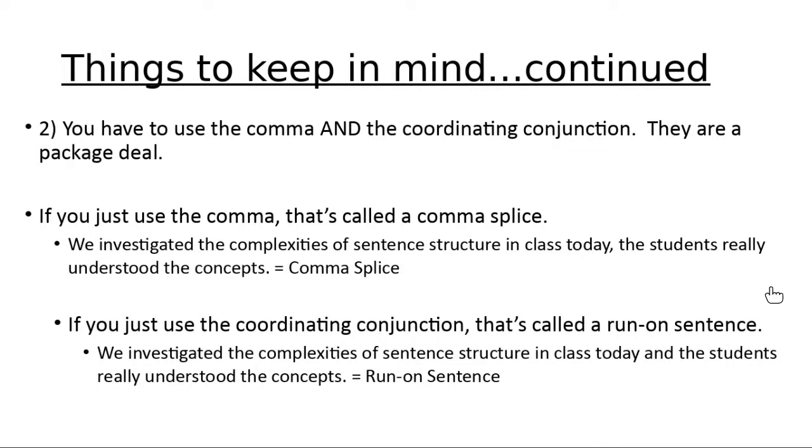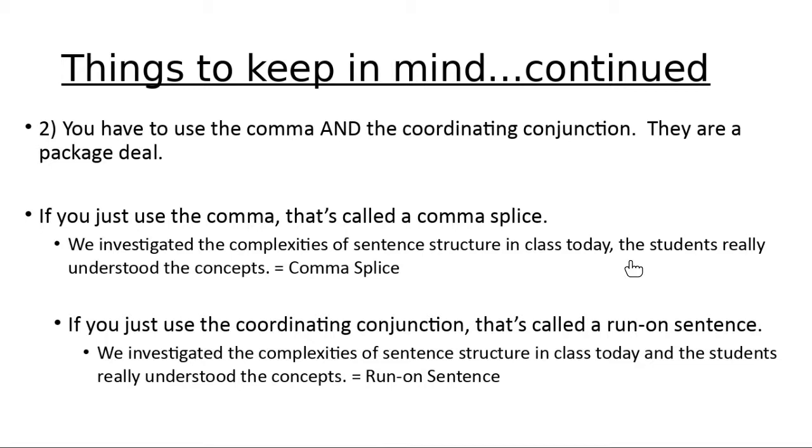So here's, again, something else to keep in mind. They're a package deal, that comma and that coordinating conjunction. If you're using them to bring together two independent clauses, you've got to use them both. Sometimes folks like to just use one or just use the other, and that creates a problem with the grammar. So let me show you how that plays out. Sometimes people will just want to put the comma at that conjunction spot, and that's what it looks like. We investigated the complexities of sentence structure in class today. The students really understood the concepts.